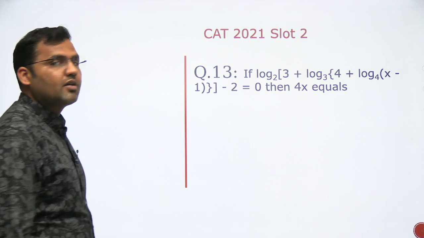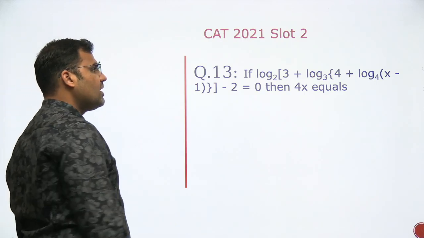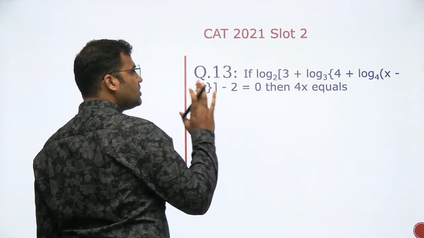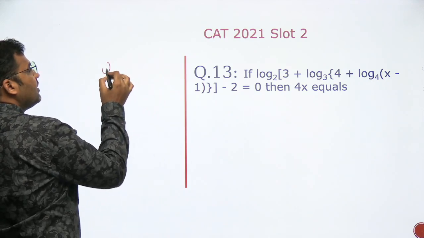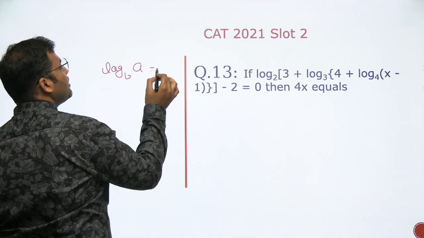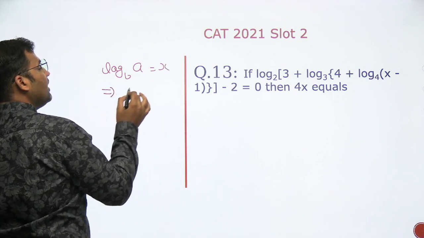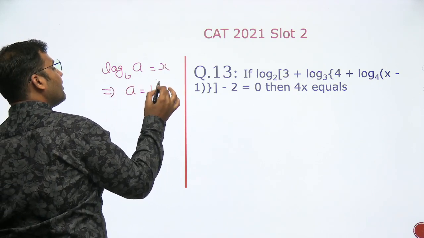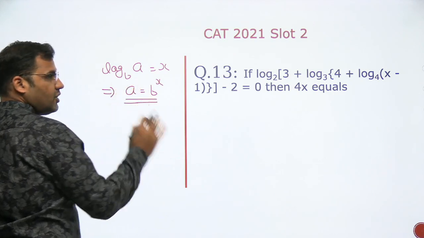Next question from logarithm under algebra. Again, a very simple question. You just need to understand the simple rule of logarithm that log of a to the base b is equal to x. That means a will be equal to b power x. That's the standard definition of logarithm.